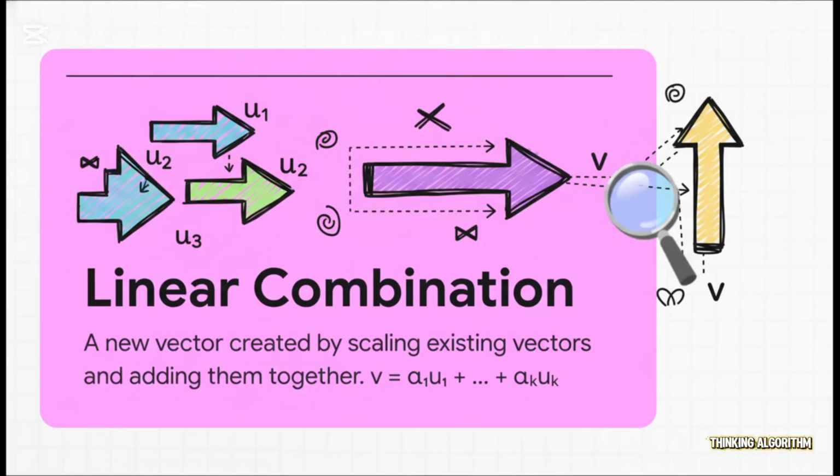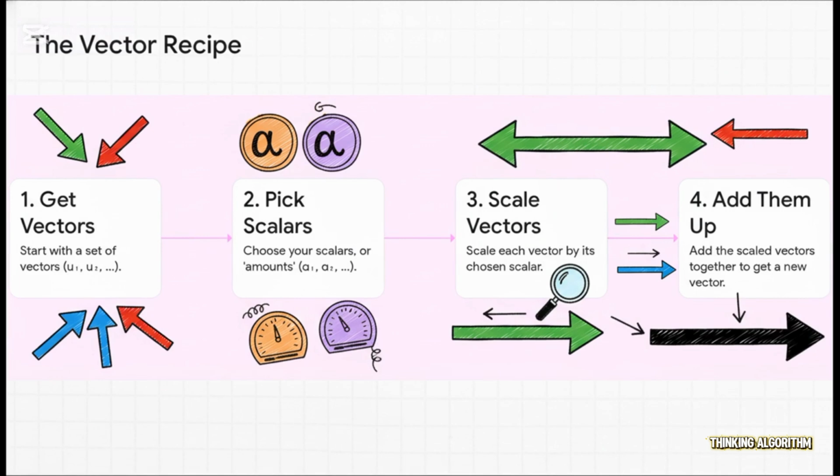So what is a linear combination? It's actually pretty simple. It's a new vector, let's call it v, that you make by taking some existing vectors, your u's, you scale each one up or down by some amount, and then you just add them all together. That's it. So here's that recipe, broken down into 4 easy steps. 1. Start with your ingredients, a set of vectors. 2. Choose your amounts, which we call scalars. 3. You stretch or shrink each vector by its chosen amount. And 4. You just add all those scaled up vectors together and boom, you get your new vector.